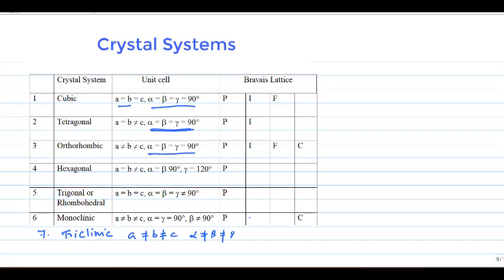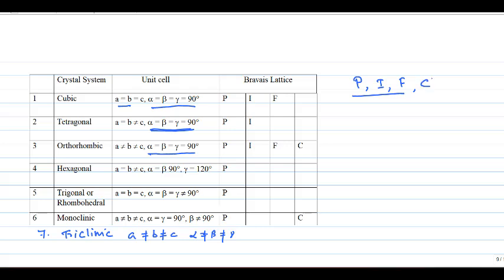So these are the 7 crystal systems that you have, what you can see on this table. Now you would also find some letters here like P, I, and F. In order to understand the crystal structure fully, we also need to understand the meaning of these 4 letters that we have here: P, I, F, and C.